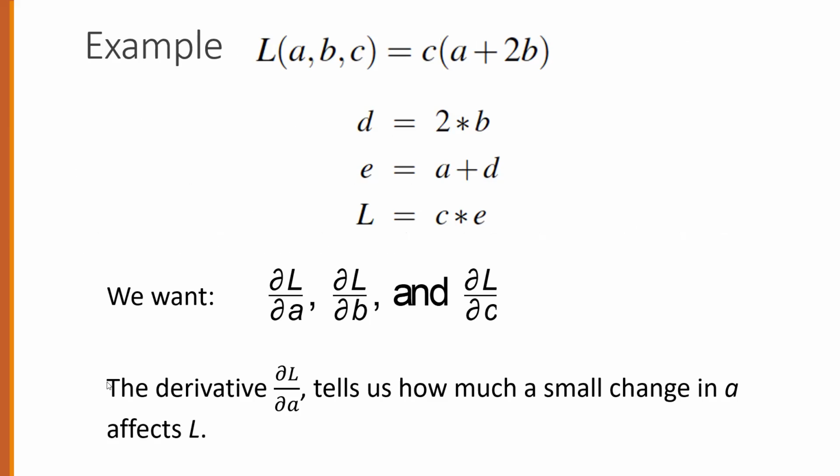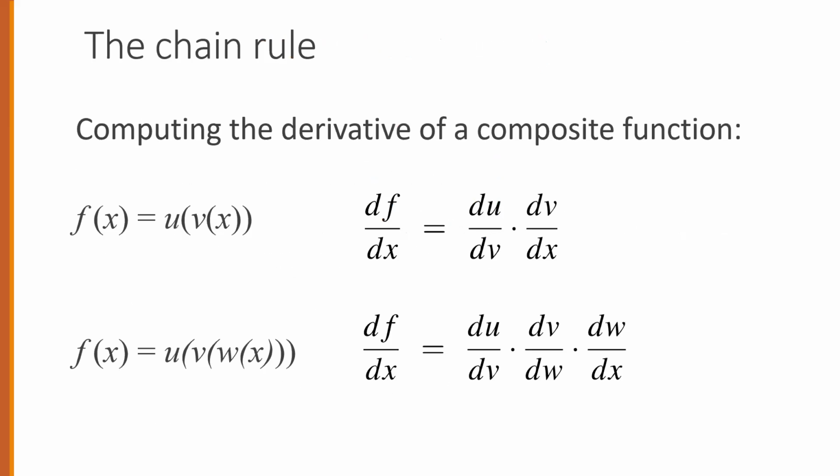The derivative ∂L/∂A tells us how much a small change in A affects L, while holding the others constant. Consider a composite function f(x) is equal to u(v(x)). The derivative of f(x) is the derivative of u(x) with respect to v(x) times the derivative of v(x) with respect to x.